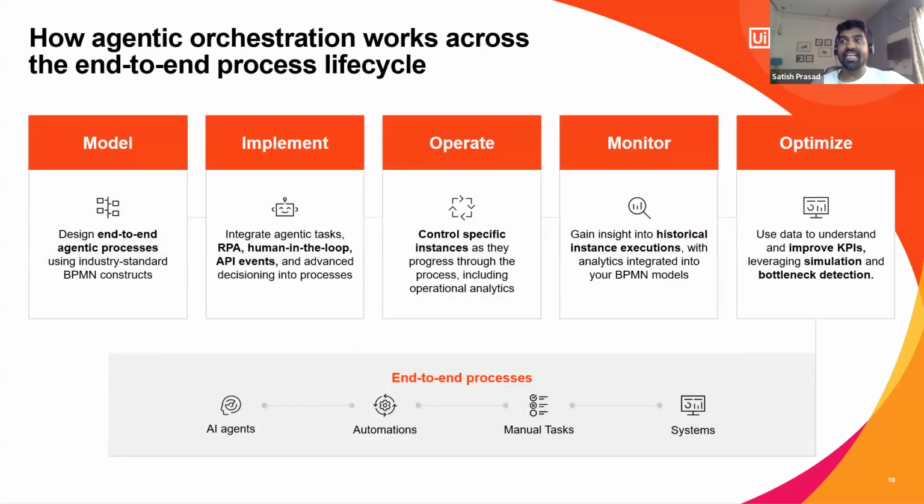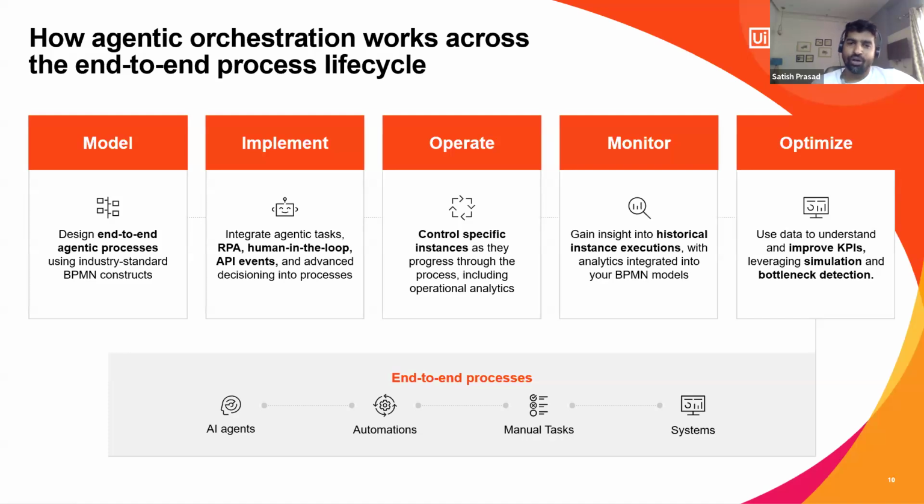That means you need to design the end-to-end agentic process using the BPMN construct. So far, we have been using the flow chart. So far, we have been using the notations of the flow chart and all those to build our as-is map or to-be map. Now we'll be using BPMN, which is used industry-wide and available for everyone to standardize the process. So we'll be using that.